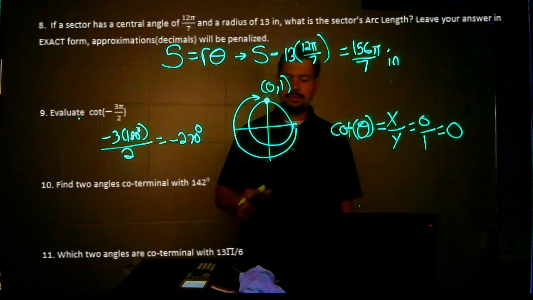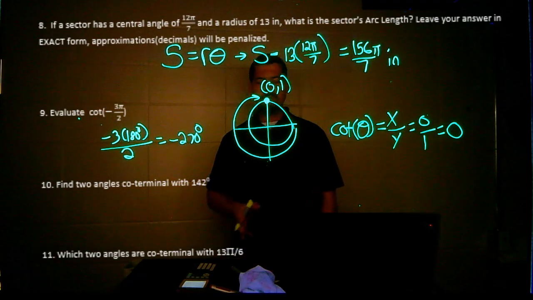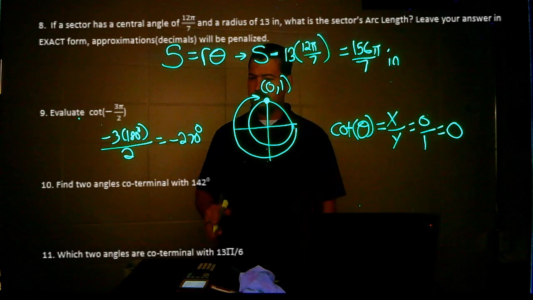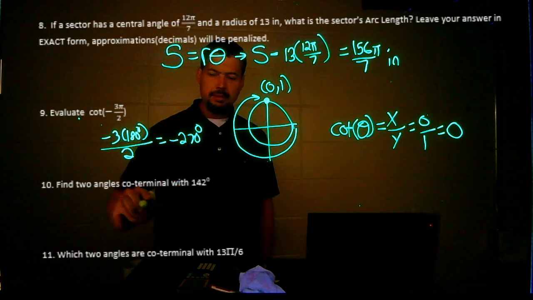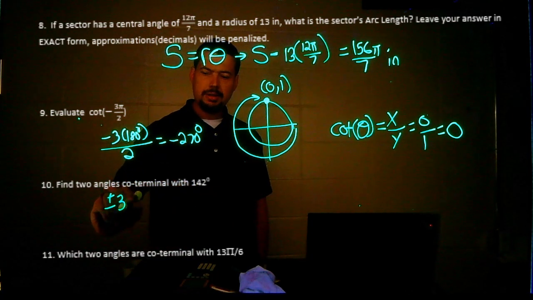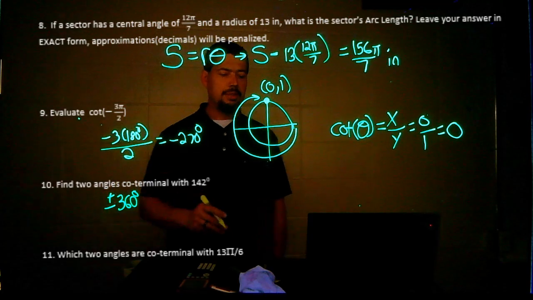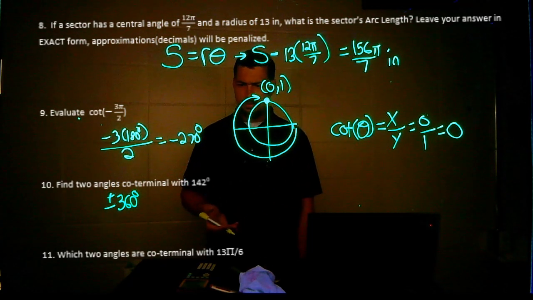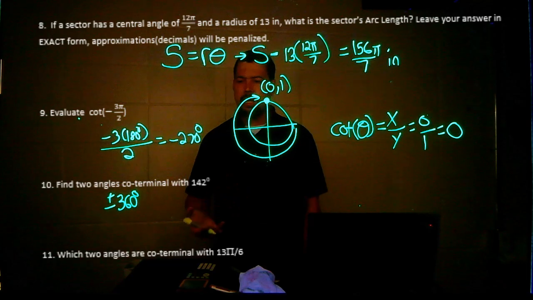I thought I'd show you 2 different ways, but I didn't actually read the question. Number 10, find 2 angles coterminal with 142 degrees. Coterminality means that we just plus or minus 360 degrees as many times as we need. Be prepared for this to be multiple select. Be prepared that you might have to add 360 more than once or twice.